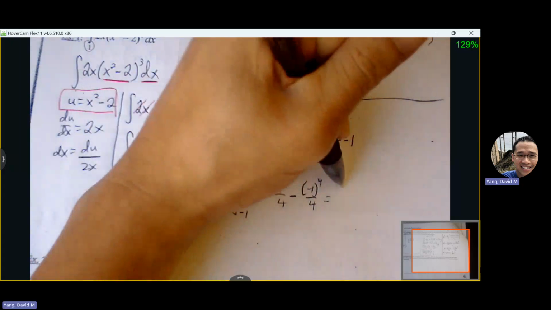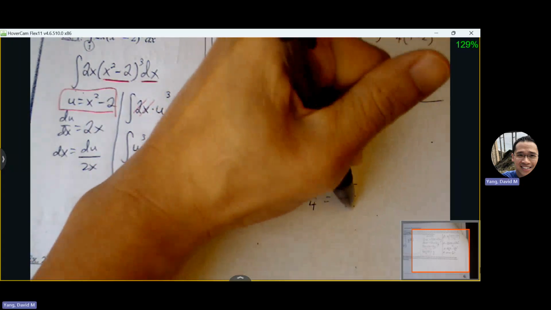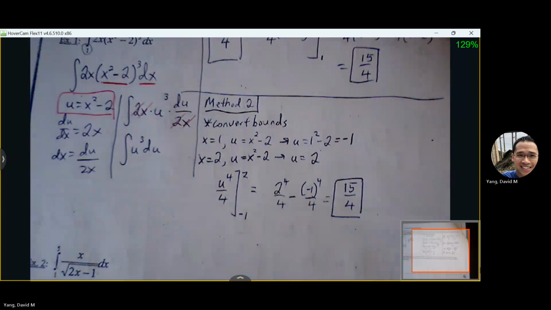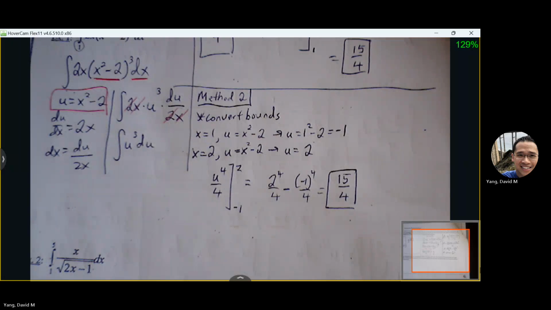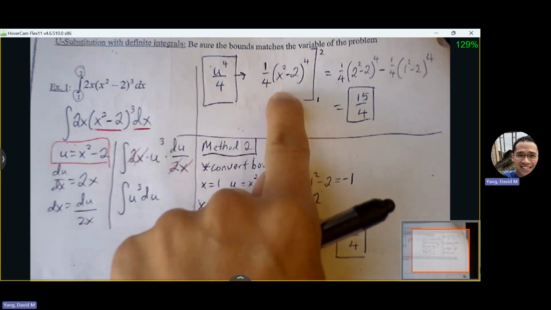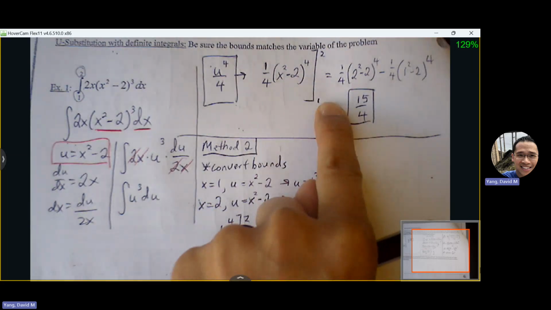(16 over 4 minus 1 over 4), we get the same answer, 15 over 4. Any questions? So ultimately, whenever you're doing u substitution with definite integrals, just make sure that your antiderivative variable matches the variable of your upper and lower bounds.